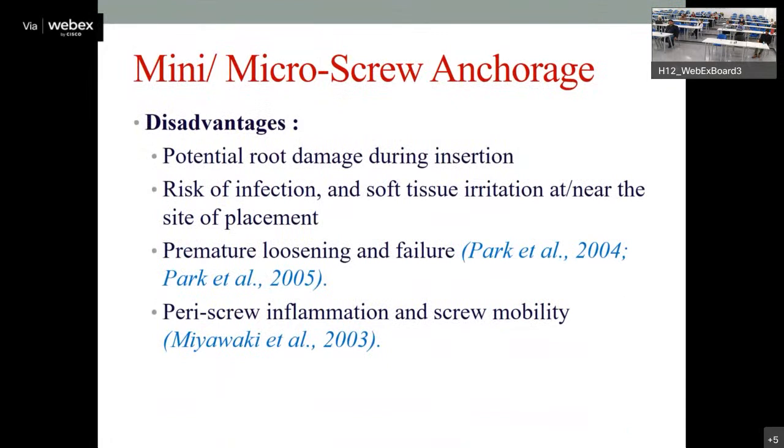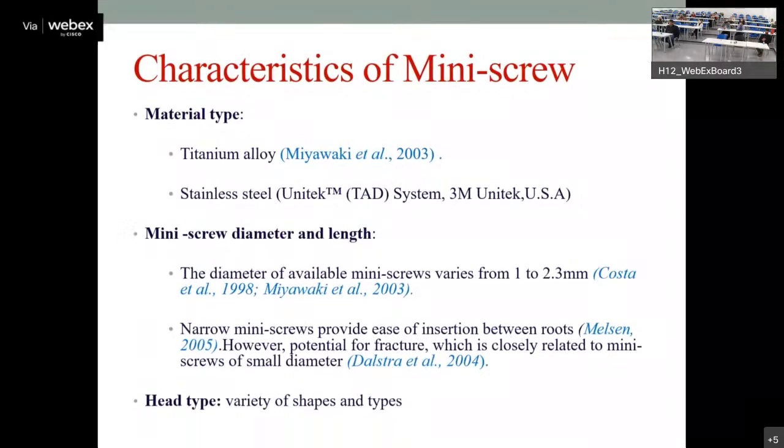However, there is still a potential of root damage. While you are inserting your micro screws, you can hit the root. So you need to be careful while inserting them. Also, there is risk of infection and soft tissue irritation at or near the site of placement. It has also been reported that there can be premature loosening and failure, peri-screw inflammation and screw mobility. These are the disadvantages of micro screws.